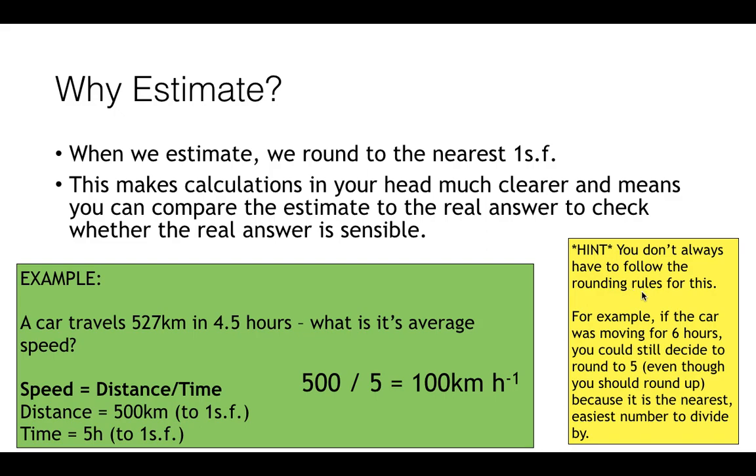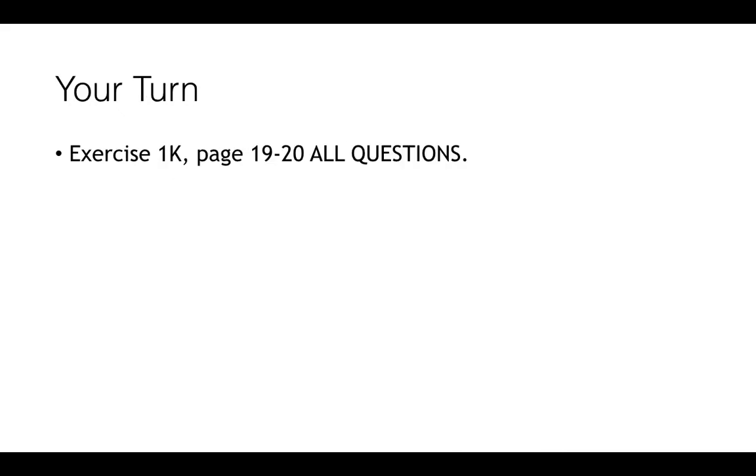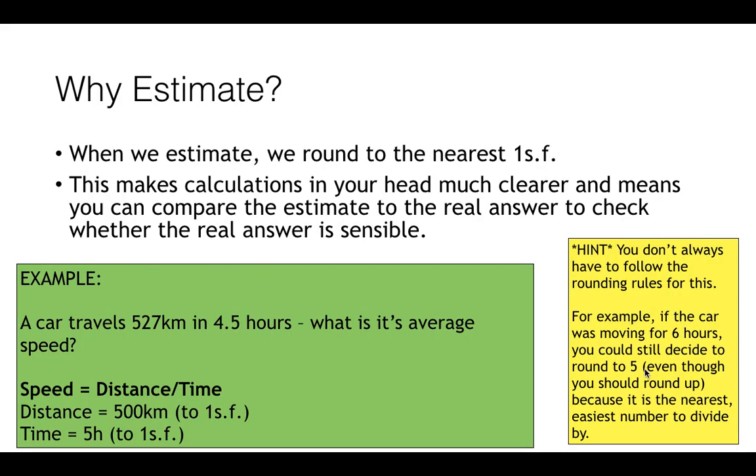We don't always have to follow the rounding rules for this. So if in this example my car was actually travelling for 6 hours, normally we'd round 6 up to 10. But in this case you can still round it back down to 5 to make it easier for yourself. Okay. So always pick a number that's close, and 5 is nice and close to 6, and that makes your calculation easy.